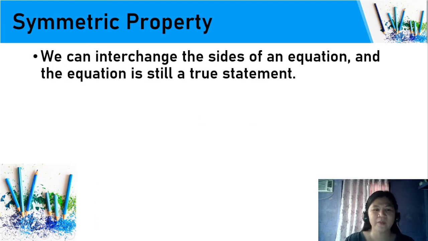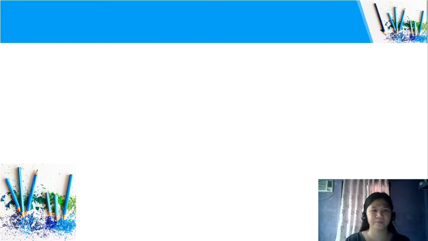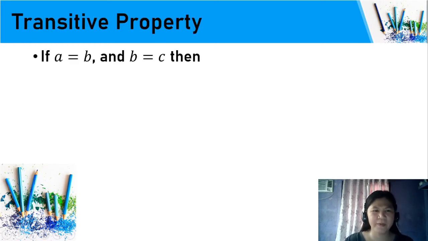Symmetric property. We can interchange the sides of an equation and the equation is still a true statement. So if a is equal to b, then we could also write b equals a. For transitive property, if a equals b and b equals c, then we could deduce that a is equal to c. Transitive property involves three different quantities, assuming that the two are equal to the third.